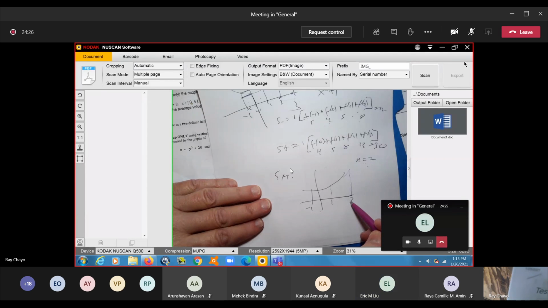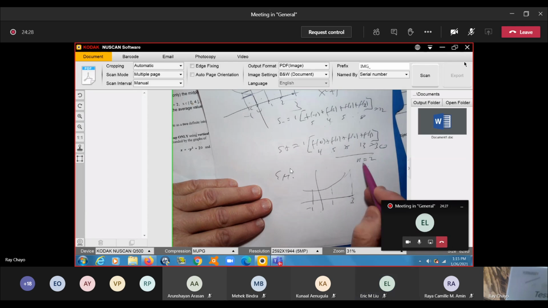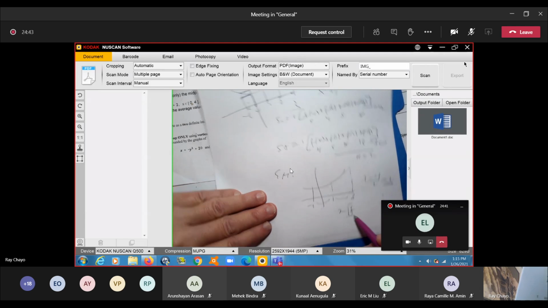Okay. So let's go n equal to 2. That means you have two rectangles. So each base will be 2: 3 minus -1 over 2 is 2. That's your base. So it's your base times f of what?